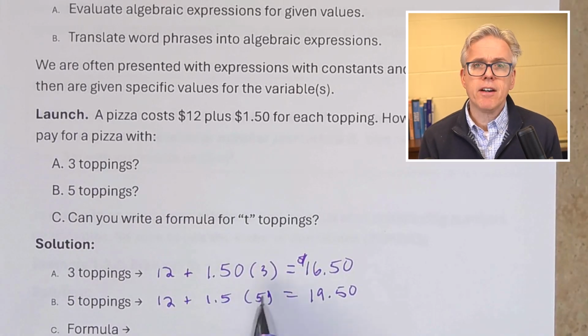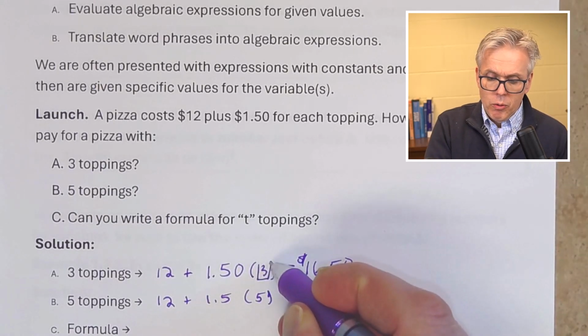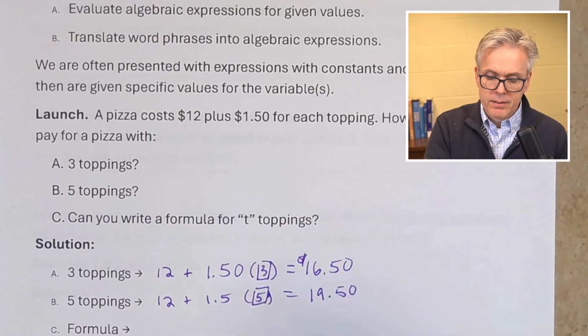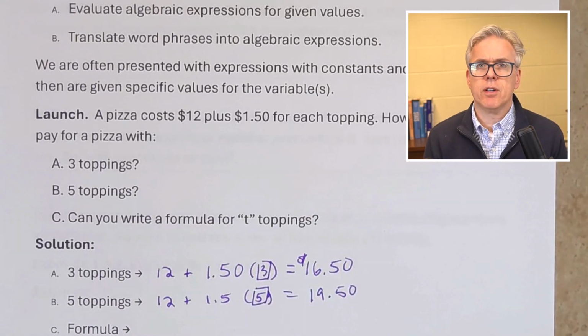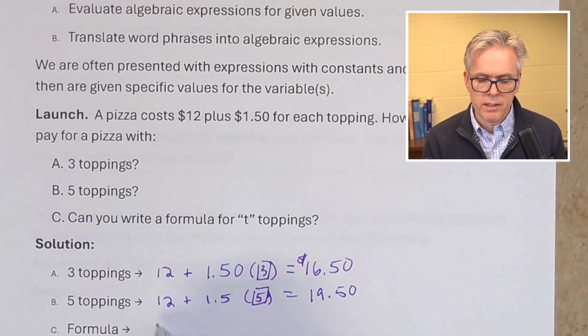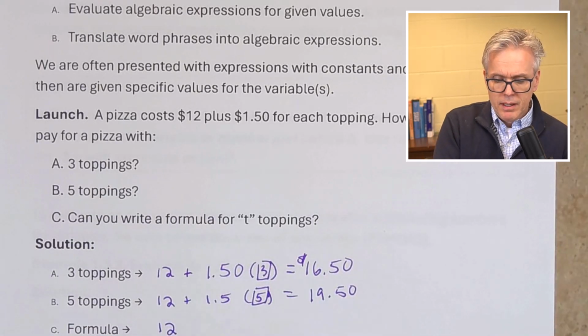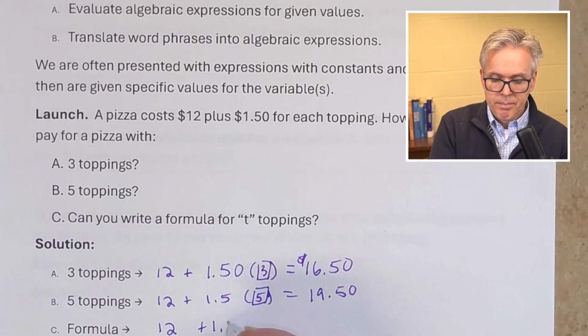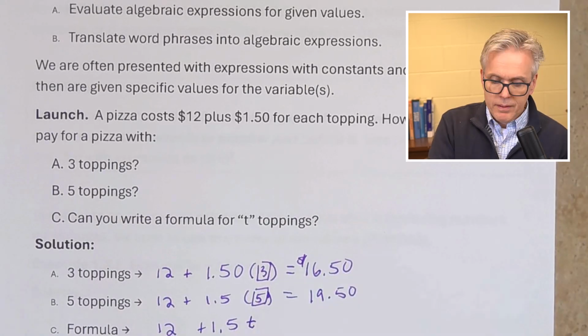So do we see a pattern here? We should. We're putting the number of toppings right here, this sort of unknown value. So what we're going to do is, for part C, can you write a formula for T toppings? I sure can. 12, that's my constant, plus 1.5 times T, and that's just the answer.